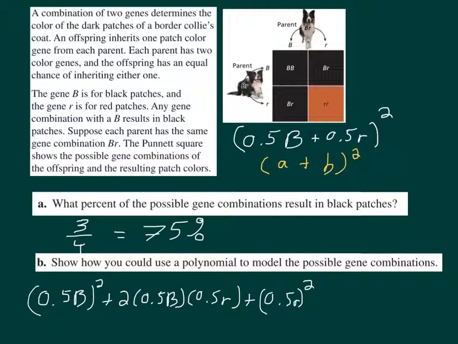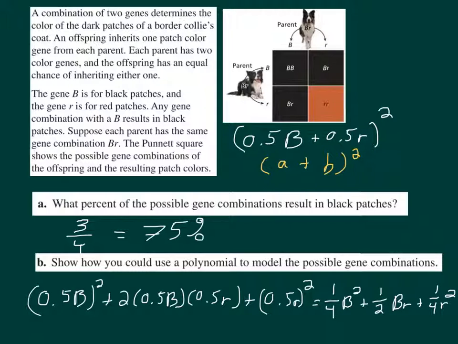Well, if I think of 0.5 as 1/2, I might find it easier to do 1/2 times 1/2, which is 1/4 b squared. And if I look at 2 times 0.5b times 0.5r, 2 times 0.5 is 1, so I'm left with the 0.5, or perhaps 1/2 br. And then my last term is very similar to my first one, which is 1/4 r squared.